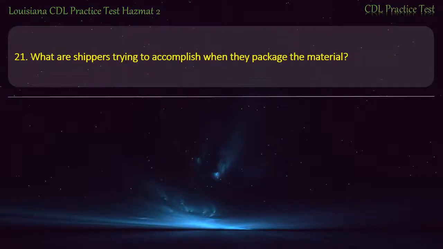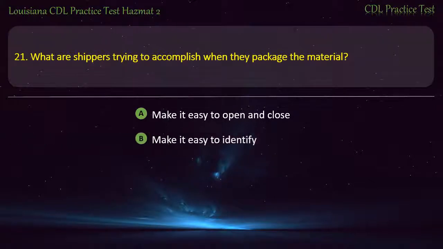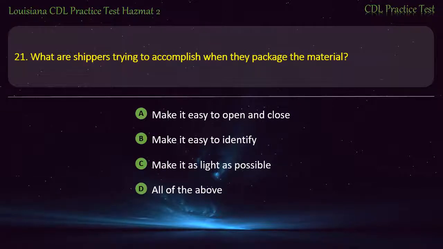Question 21. What are shippers trying to accomplish when they package the material? Make it easy to open and close. Make it easy to identify. Make it as light as possible. All of the above. Answer: Make it easy to identify.